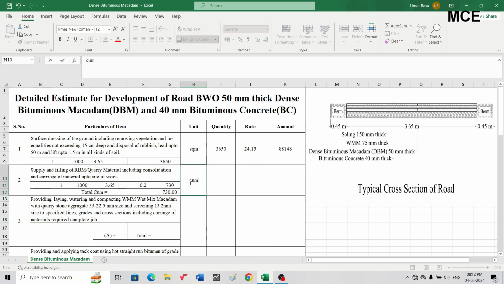Unit for this item is cubic meter, quantity is 730. This item is not present in SOR, so you have to take the lowest market rate, that is the LMR. The lowest market rate for this item is 1000 rupees per cubic meter. It varies from state to state. I'm taking 1000, and the amount will be quantity multiplied by the rate per cubic meter, which is equal to 7,30,000. This is the amount for the RBM.